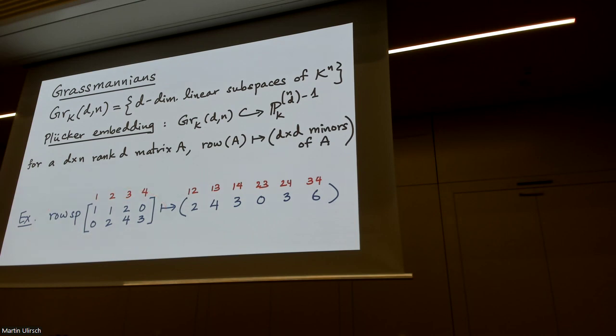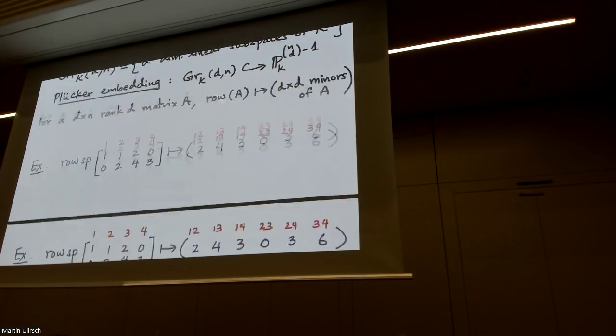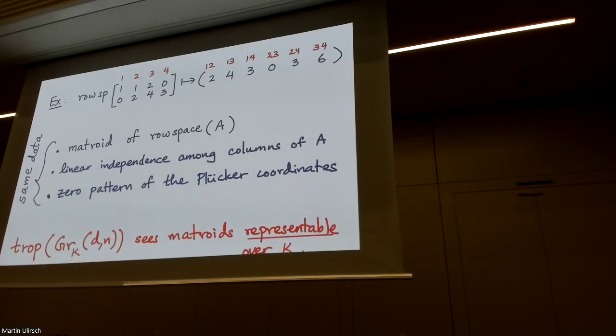This is called the Plücker coordinate. These are the Plücker coordinates of this linear space, and this is called the Plücker embedding. So I take a linear space, and then I remember the d by d minors of this d by n matrix. Okay.